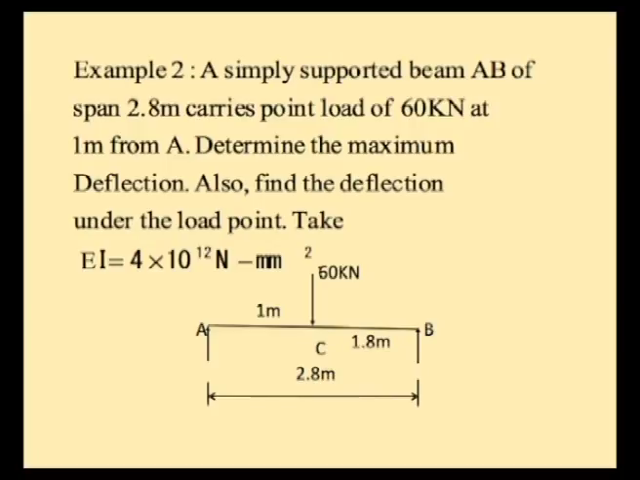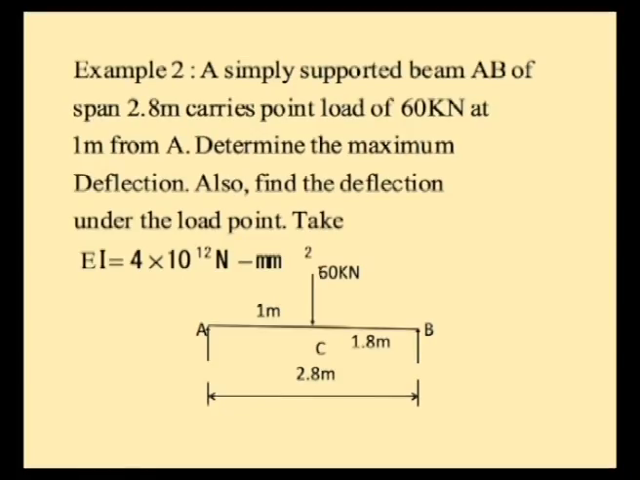Now, we will see another example of a simply supported beam of span 2.8 meters carrying a point load 60 kilonewton at 1 meter from the left end, and the remaining distance BC will be 1.8 meters. The difference between the earlier example and this is that earlier we had a central point load, and now we have a non-central or eccentric load. So, in this case how are we going to find the slope and deflection at different points?